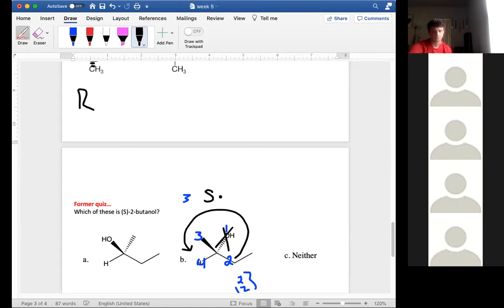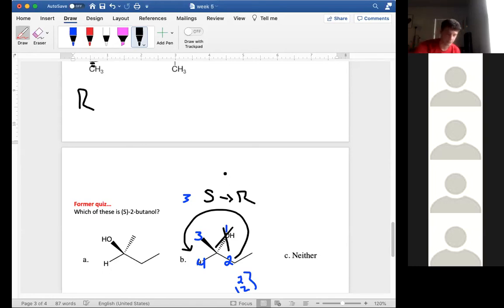Do we flip it? Yes. So it's R. So yes, you guys were correct in saying that the answer is A. Are there any questions, comments, concerns on how we got that?